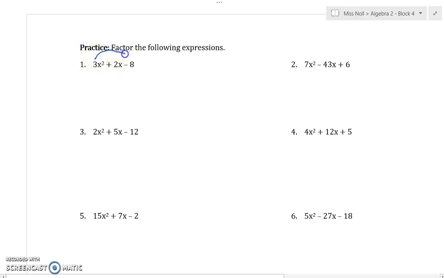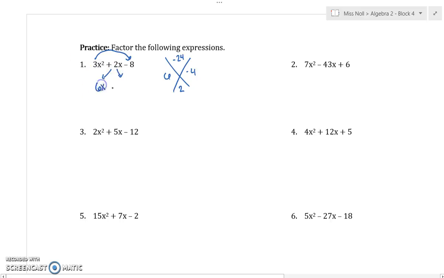So I have to multiply a, 3 in this case, times negative 8, and that gives me negative 24. So I'm looking for numbers that multiply to give me negative 24 and add to give me this middle number of 2, the one in front of x. That would be positive 6 and negative 4. If I multiply those, I get negative 24, and if I add them, I get positive 2, 6 minus 4.